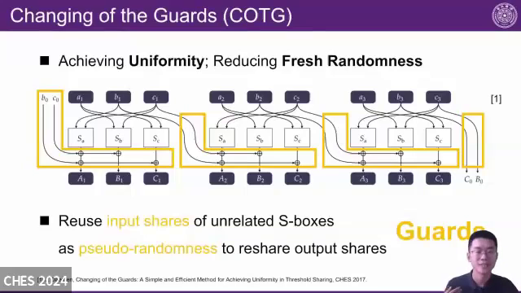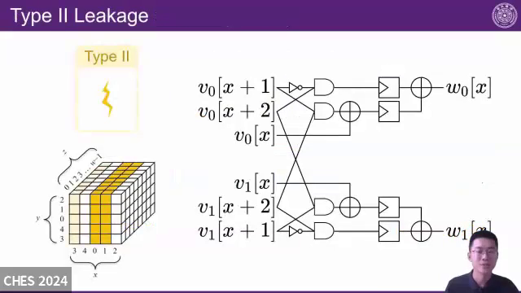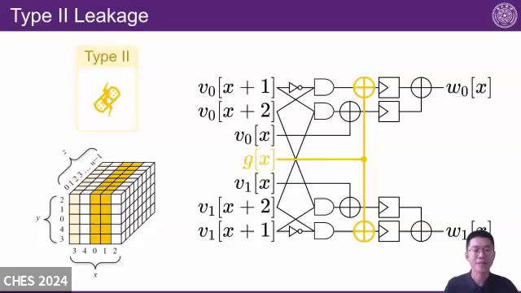We used COTG in our design to ensure uniformity, and we took a step further by reusing the guard again to protect against the second type of leakage, as shown in yellow in this diagram. We placed the guard before the registers to reshare their values. This approach mitigated the leakage. However, it didn't completely eliminate it, so additional randomness was still needed.